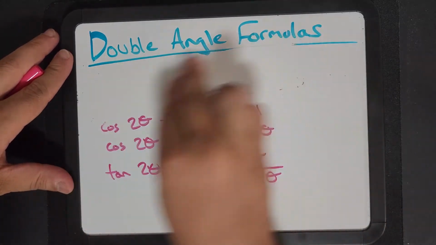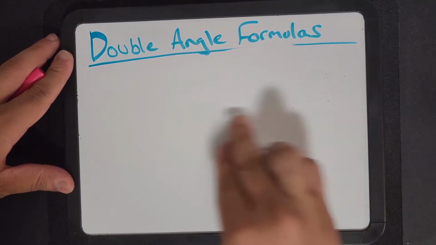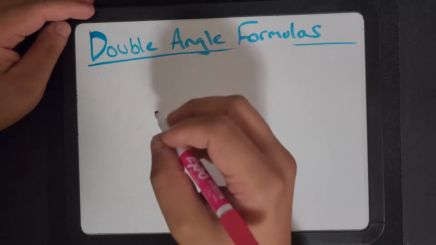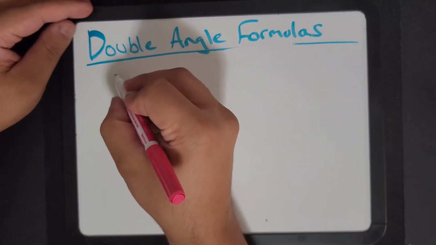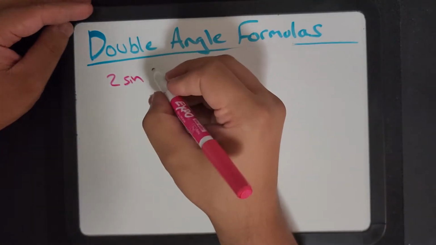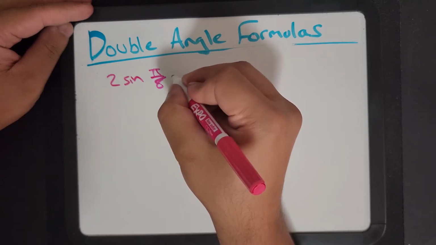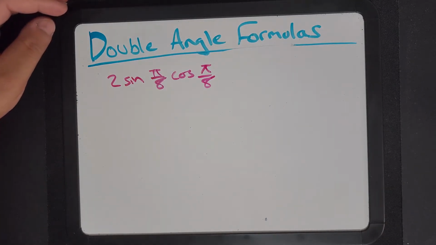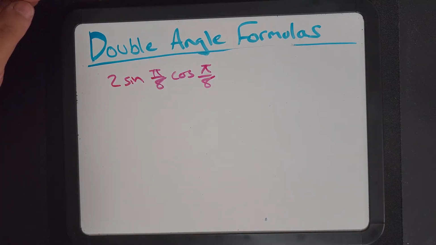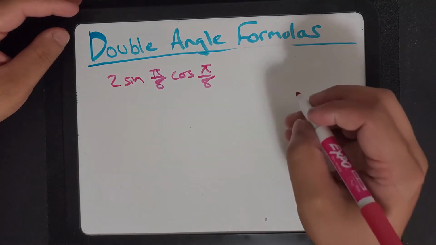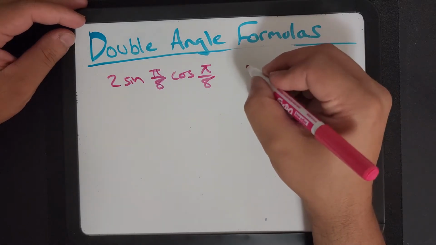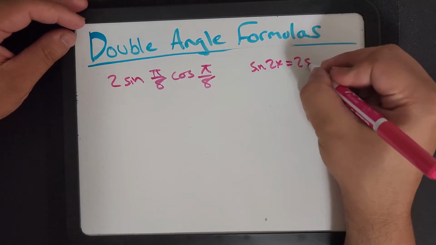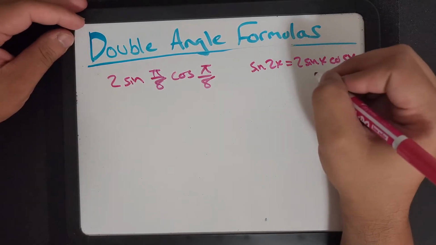So now that we have them, let's start applying them. I wonder if people will take a screenshot before I wipe it, but anyways, let's start with 2 sine pi over 8 cos pi over 8. So, how can we identify this right off the bat? We know that we have our sine 2x is equal to 2 sine x cos x.